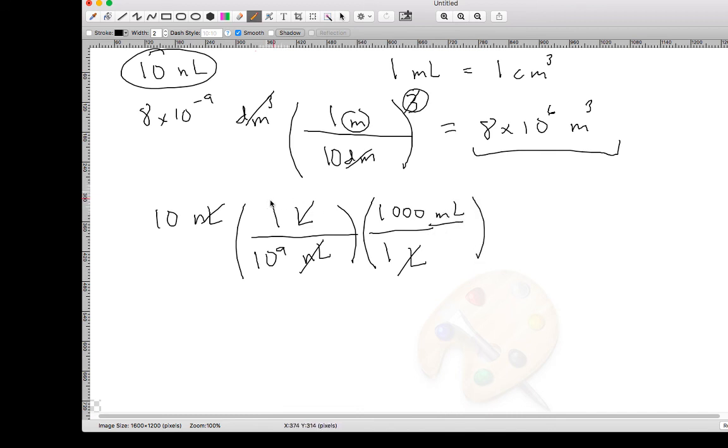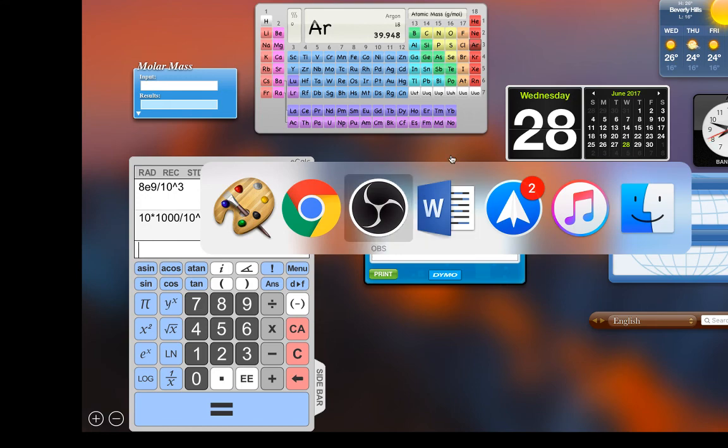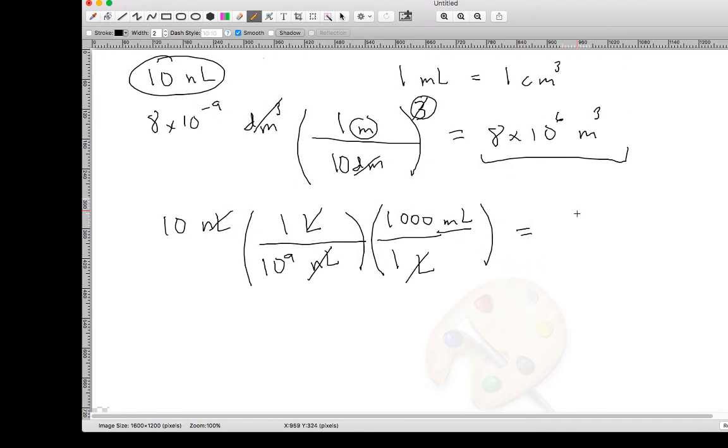Now, there's no exponent here, so there's no exponent on my other units either. So now I'm going to get the answer here. This is 10 times 1,000 divided by 10 to the 9th milliliters, and that's 1 times 10 to the minus 5 milliliters. How did I know it's milliliters? It's because that's crossed out, that's crossed out, that's crossed out, and that's crossed out. Milliliters are the only thing here.